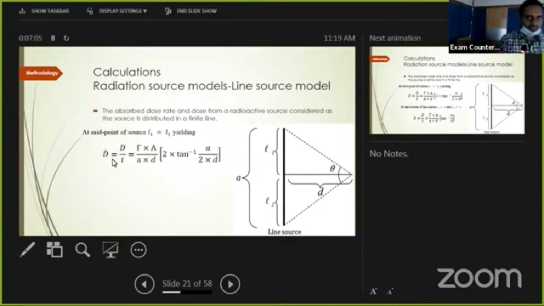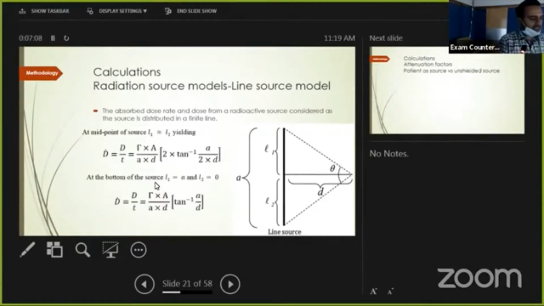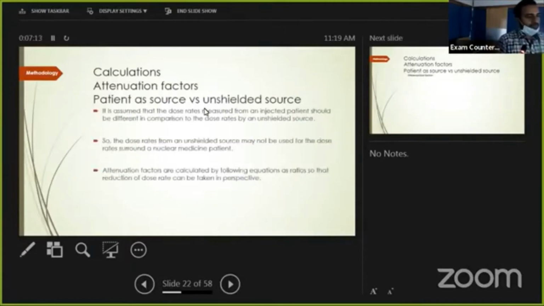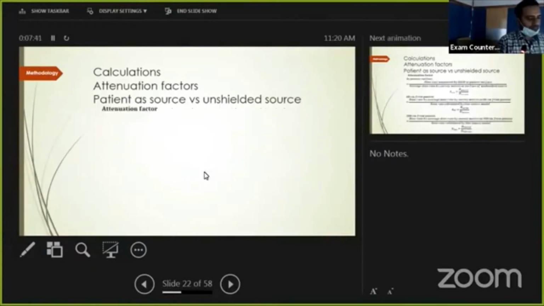These are the equations you can see at some later time. These are present in many reports as well. So an assumption was made here, that the patient is a radioactive source, but a kind of shielded source. It will have lower dose rates as compared to the unshielded source. We have taken these readings as well and compared them with the technetium-99m source, which was unshielded, and attenuation factors were calculated by using these values.